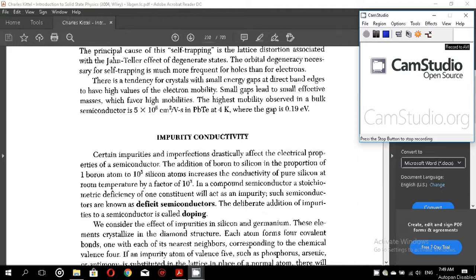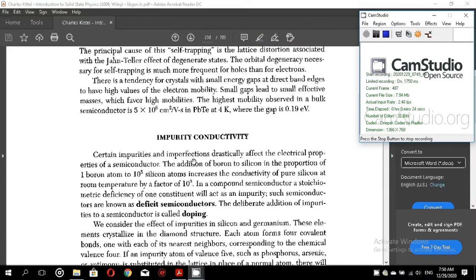Okay, my dear students, this is the second part of the lecture. We will today discuss the impurity conductivity, in which you will see how useful semiconductors are.